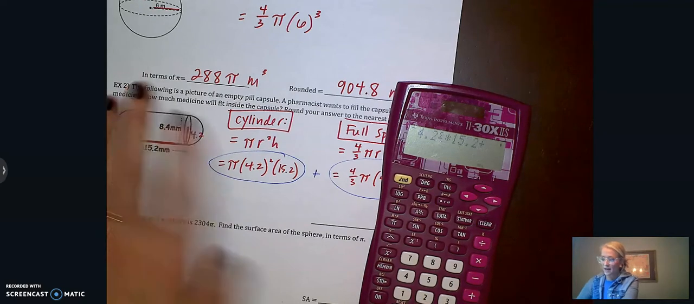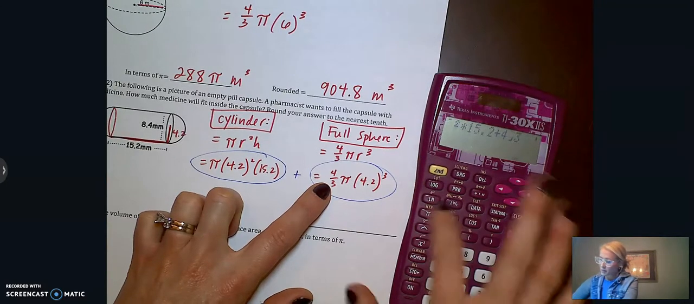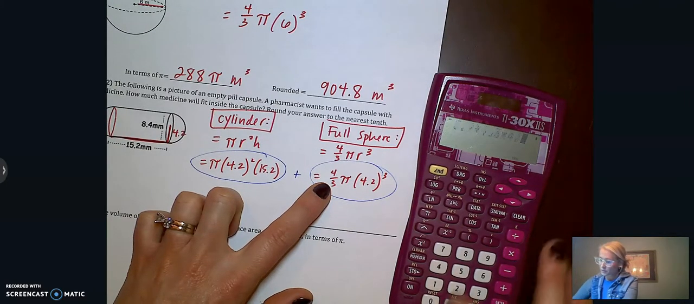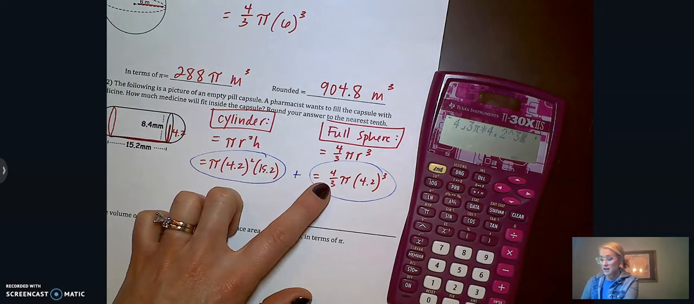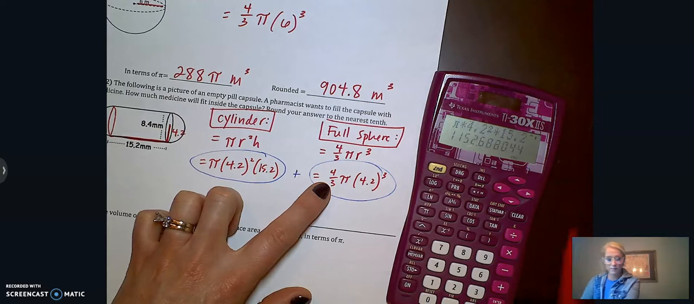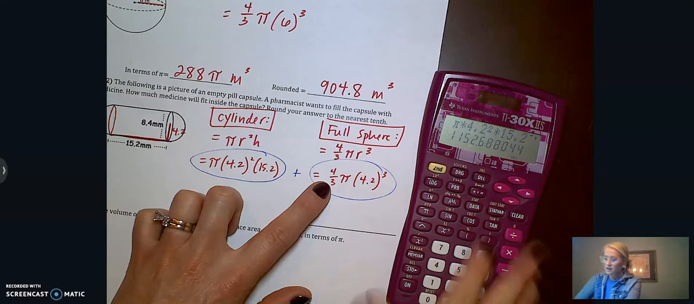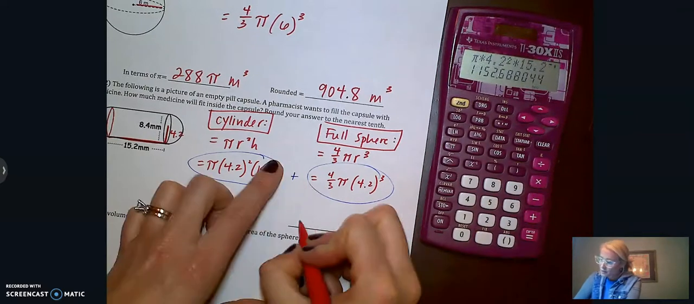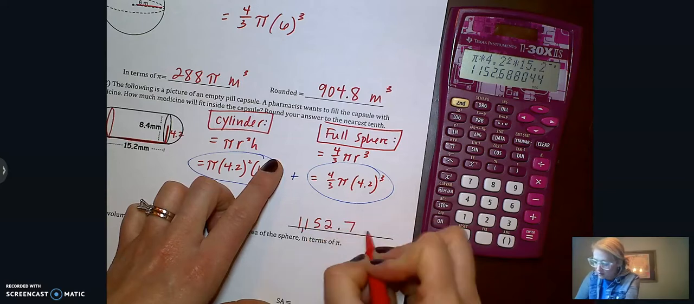I'm going to add that to 4/3 pi times 4.2 caret 3, raised to the third power. And I should be good to go from there. And I'm good. Nearest tenth would be 0.7 right there. So it is 1152.7.